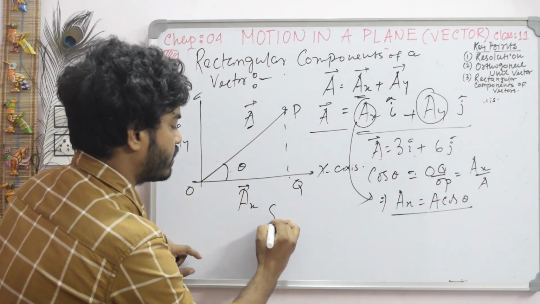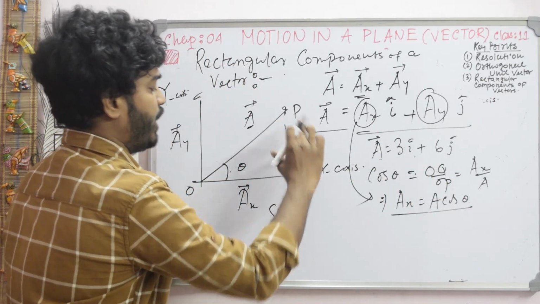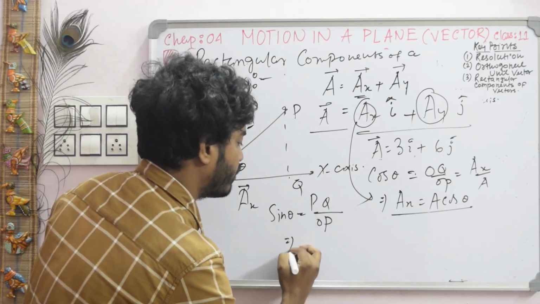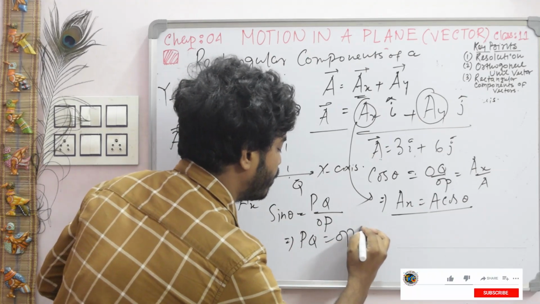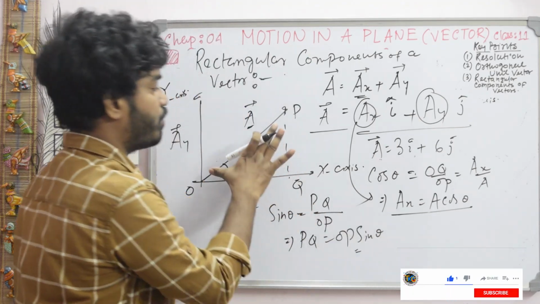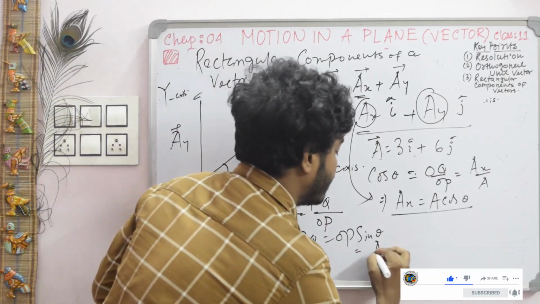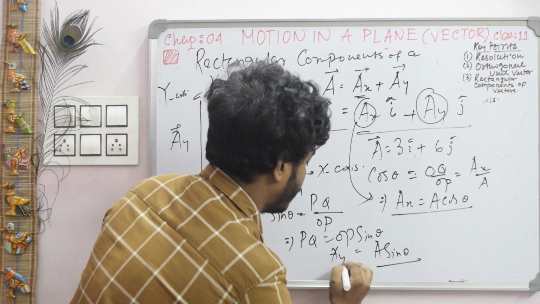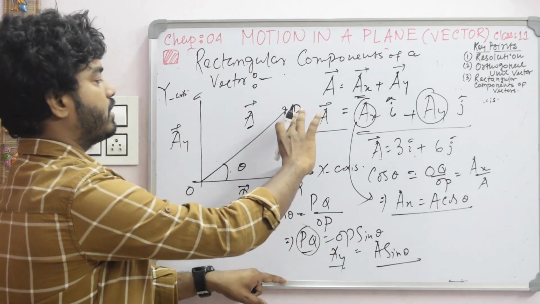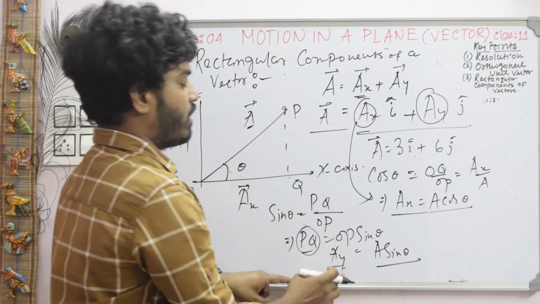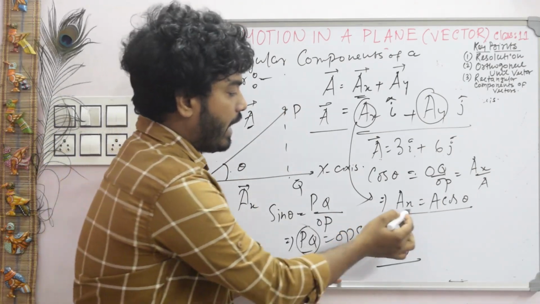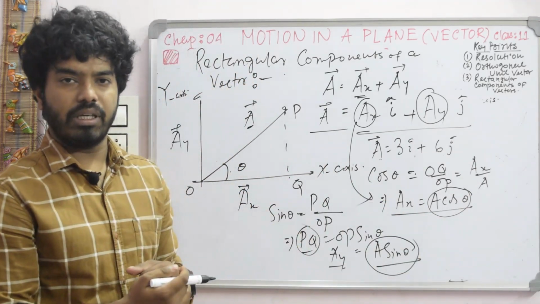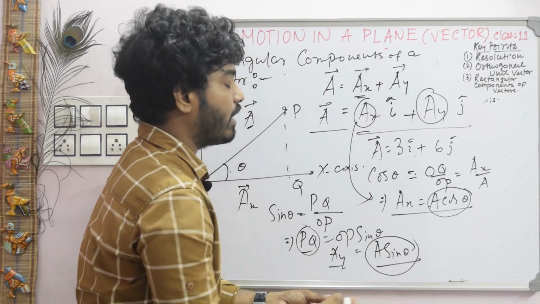In the same way, you write sin theta equals PQ divided by OP. So from here you can say PQ is equal to OP sin theta, and OP is the magnitude of the vector, that is A sin theta. Okay, and this PQ represents the y-axis component. This is our Ay. So Ax has component A cos theta and Ay has component A sin theta. This is our horizontal component and this is our vertical component.